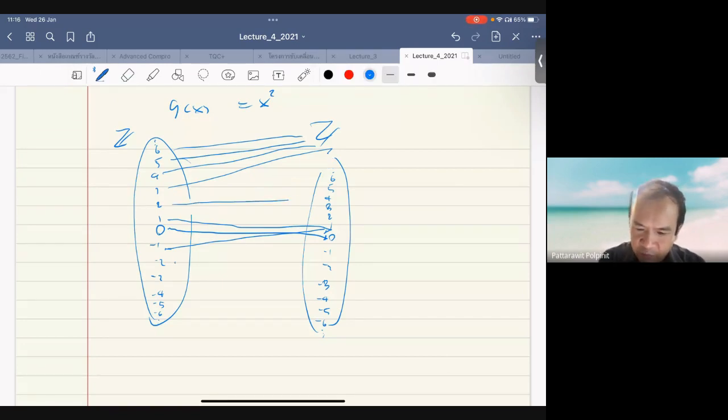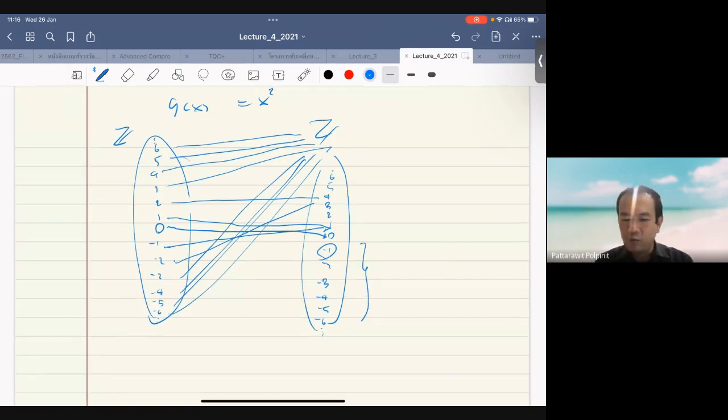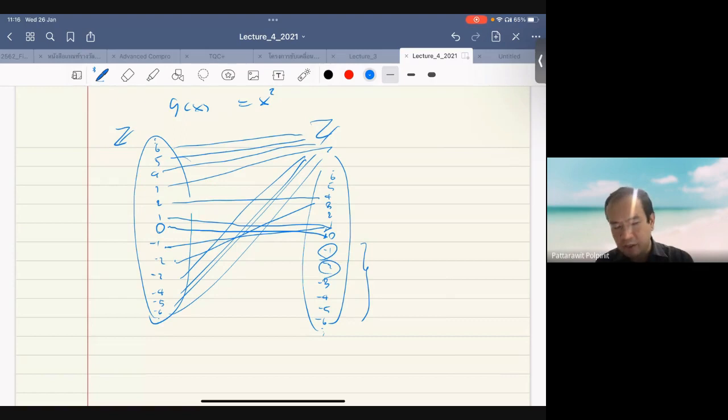2 is 2 to 4, 3, 9, okay. -2 is 4, -3 is up there, -4 is up there. As you can see, there are tons of numbers that you can give as examples that will show that there is no map, right? -1 is 1, -2 is also another one, -3, and so on and so forth.